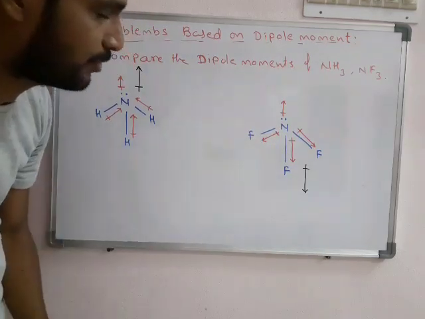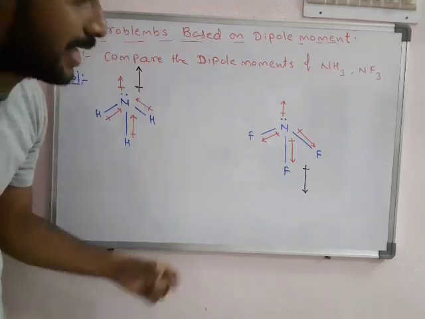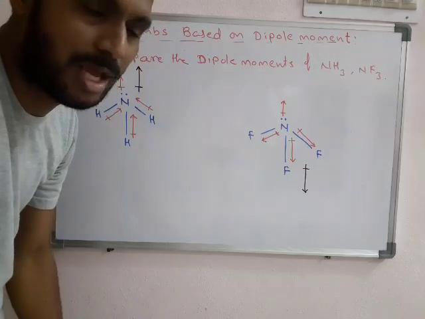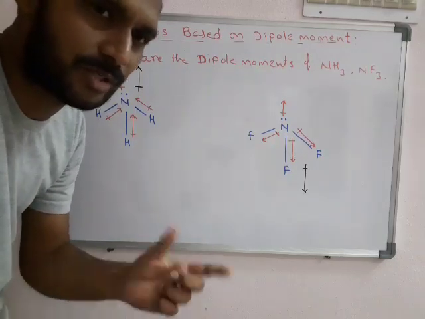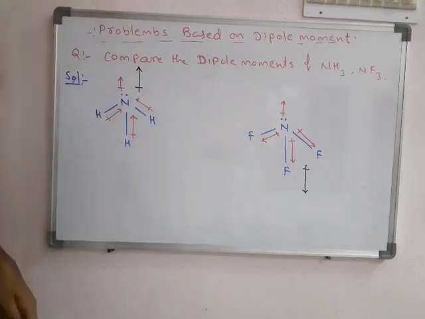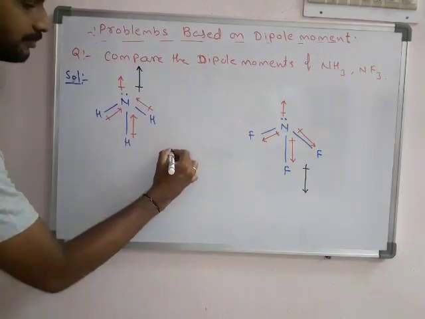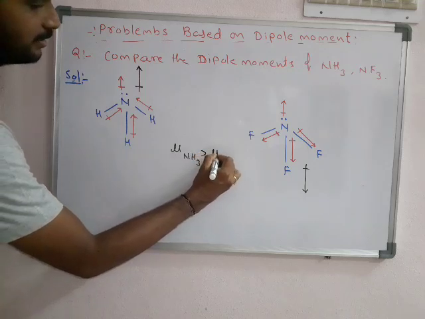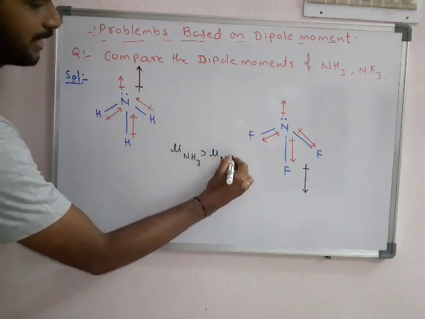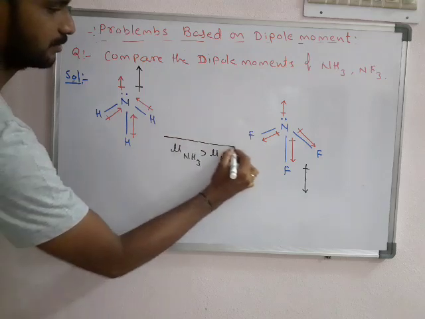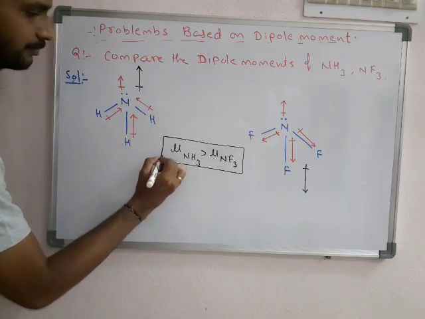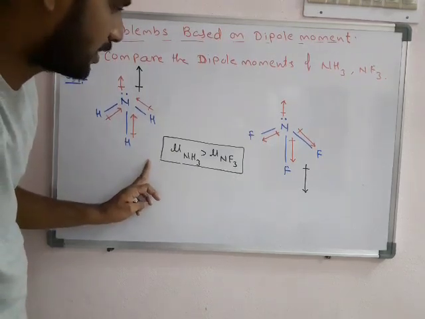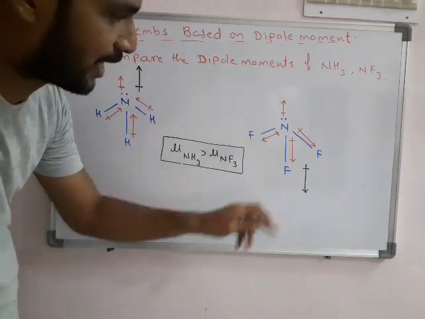That is important one. Which is having highest value? But direction is not important ఇక్కడ. So final value important మనకి. Okay, final value important. So simply we can say dipole moment of NH3 is greater than dipole moment of NF3. How can we say this? I am giving simple conclusion that dipole moment of NH3 is greater than dipole moment of NF3.